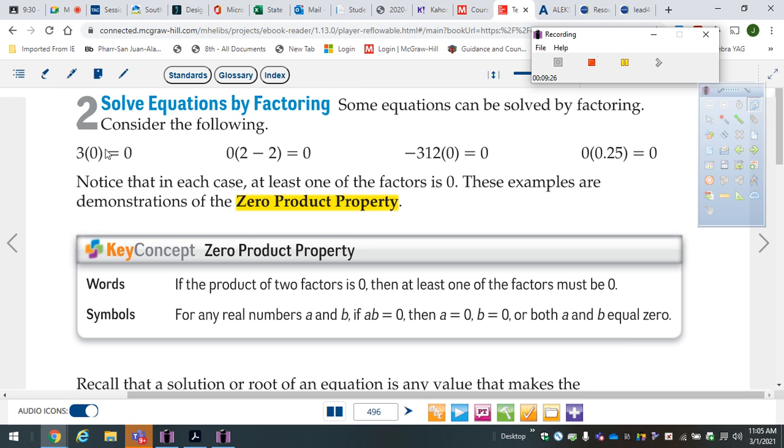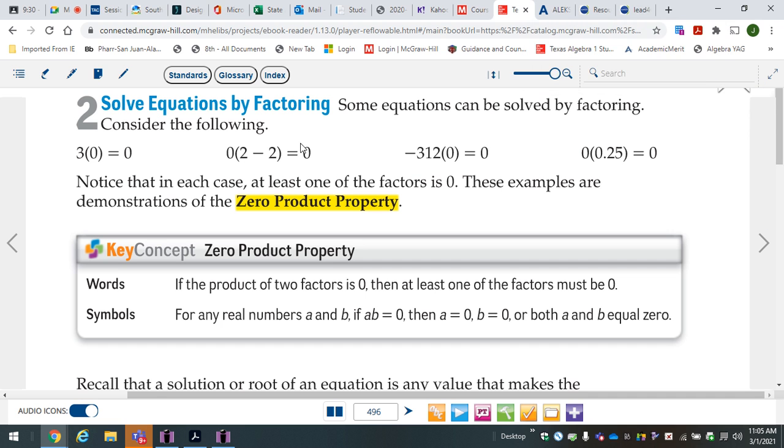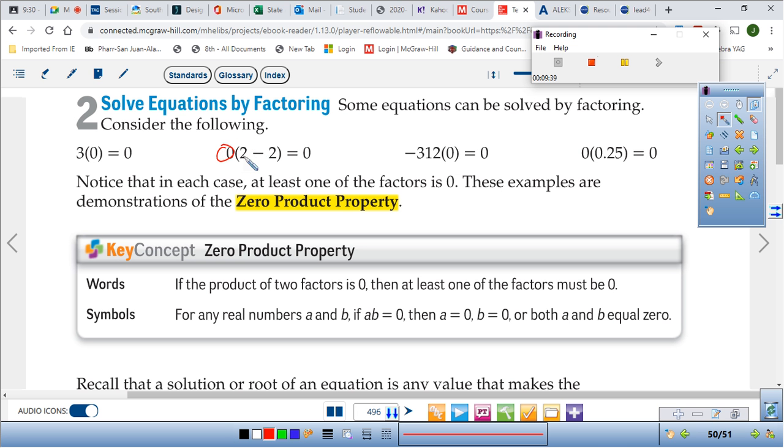So here, if they know that these two numbers multiplied give you 0, then that means one of these two would have to be a 0. Does that make sense? Your 0 could be here. This is another number. This is a 0, and this is a number. Either one of these two will give you a 0 when you multiply them. So some equations can be solved by factoring. Consider the following. Whether one of the two numbers is a 0, the whole thing is a 0. Actually, in this one, both of them are 0, right? Here, one of them is 0, the whole thing goes to 0. So that's it.